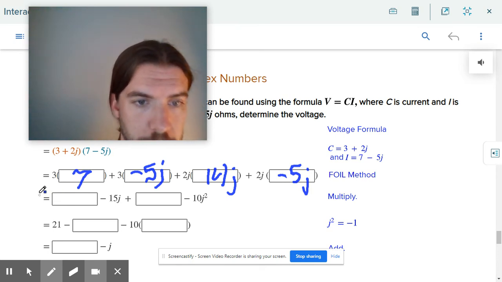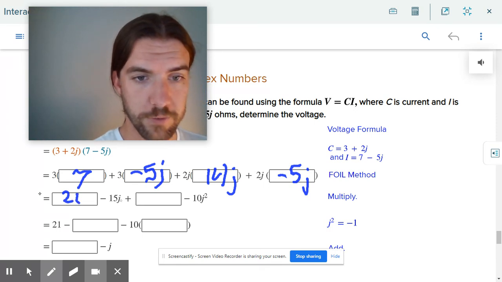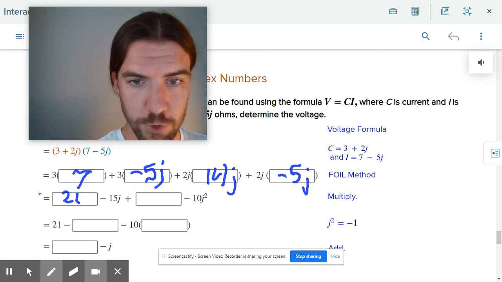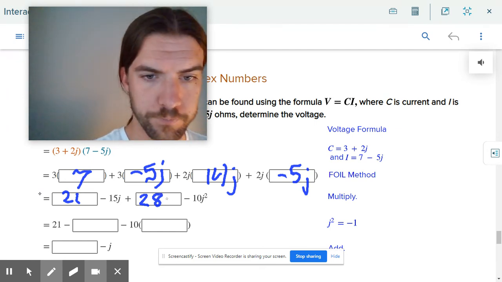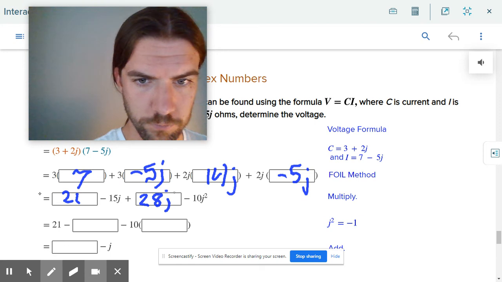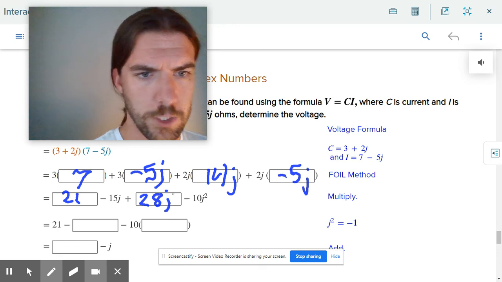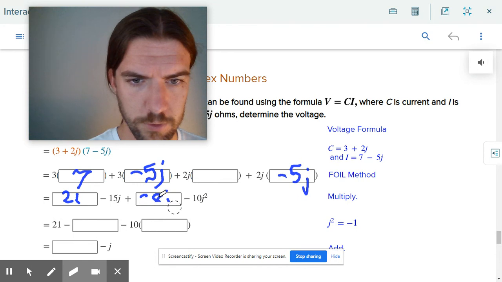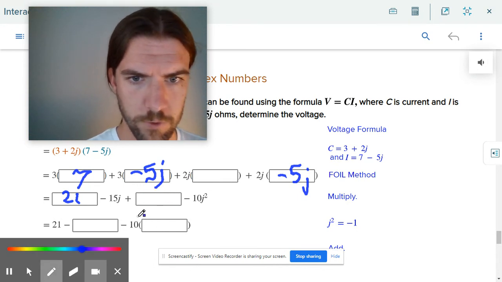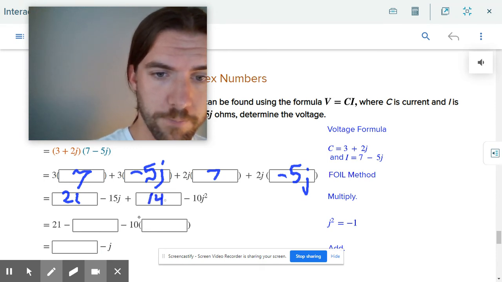We're going to say 3 times 7 is 21. They've done this next one for us, the negative 15j that we got right here. We're going to say 2j times 14j is 28j squared. I think I'm messing that up somewhere. Okay, let me just double check. First, outer, inner, 2j times 7. Yes, that should be 7 there. I put the result ahead of time, so if you caught that, good job. 2j times 7 would be 14j.